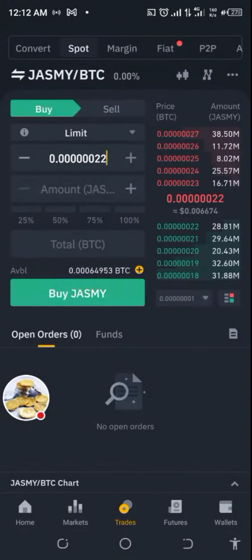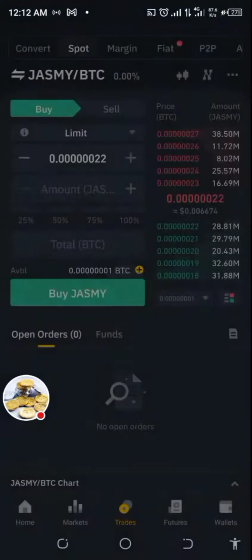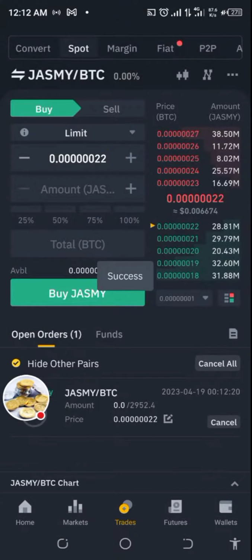We want to buy. Okay, so let's see. We are going to buy. So let's pick up 100%. Can you see what it has picked up? Okay, so then we'll go ahead and just click on buy. Okay, so you can see that we're currently in the queue.